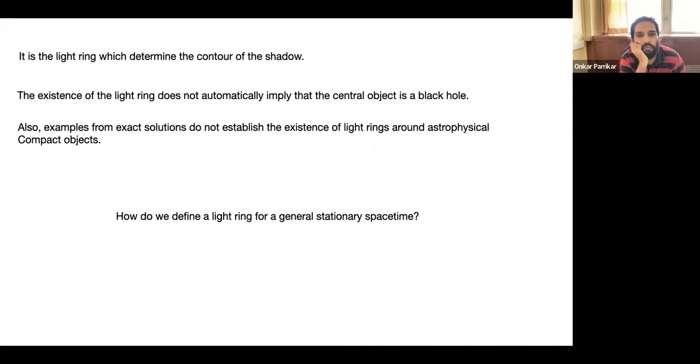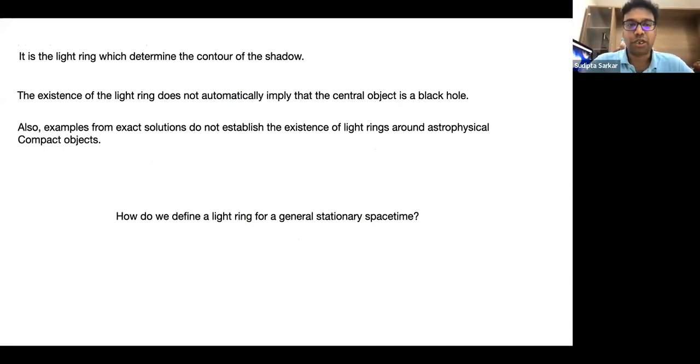So as I was emphasizing, a light ring does not automatically imply that the central object is a black hole. For example, there are exact solutions. Just by looking at a light ring, you cannot conclude that you are looking at a black hole.